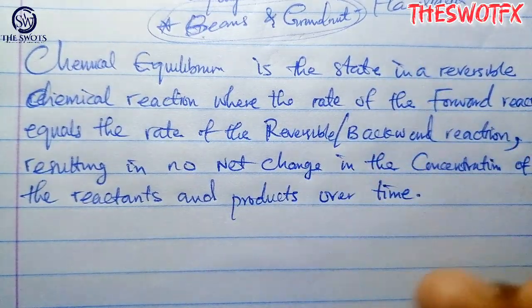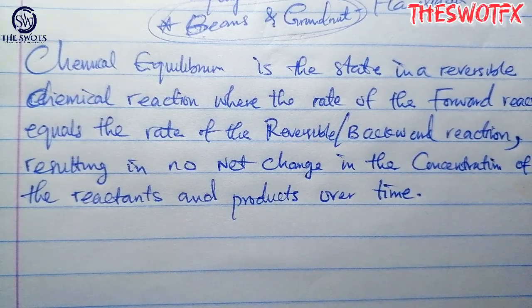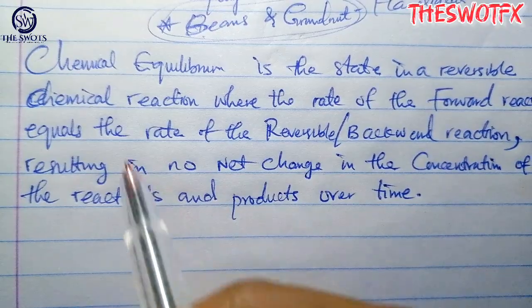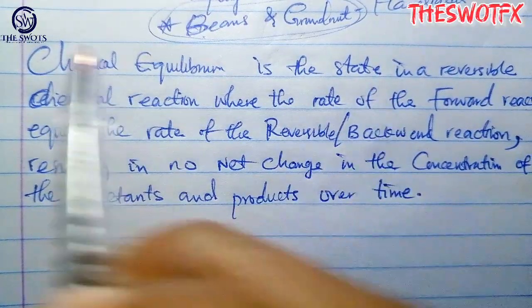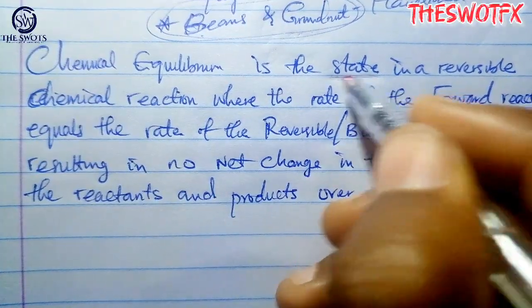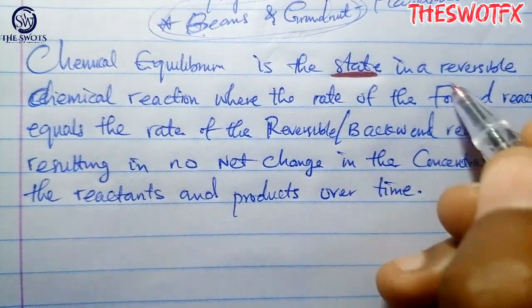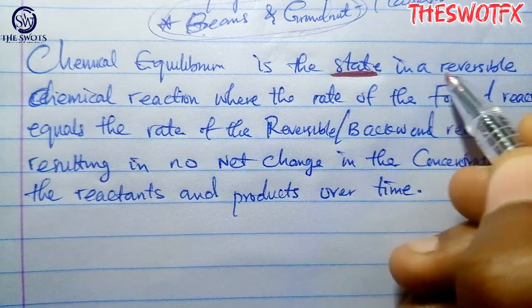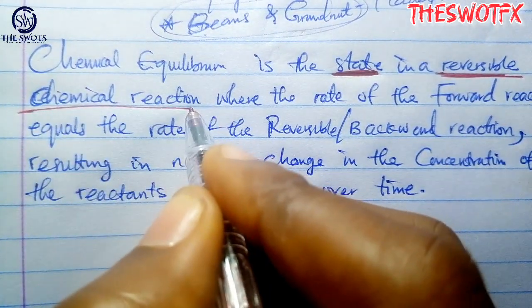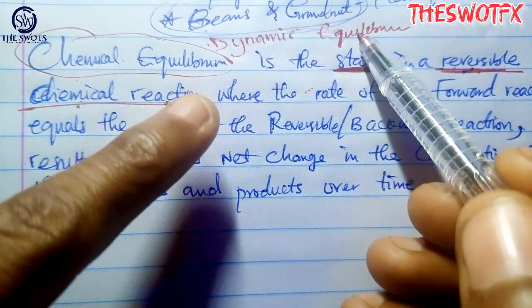Now, from the definition of equilibrium, I said earlier that equilibrium is the state of a system where there is no change, there is no observable change with respect to time. But here now, in chemical equilibrium, what you should take note of is that it involves a state, and it is also a reversible chemical reaction. Because we are talking about chemical equilibrium, it is a form of dynamic equilibrium.